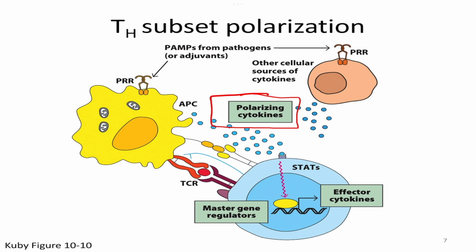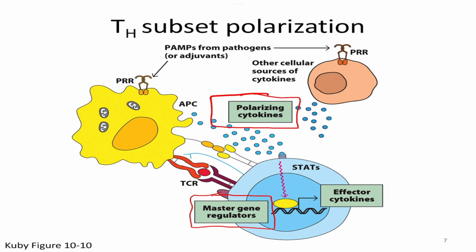When that polarizing cytokine signals to our naive T cell, it gives the cell certain types of signals and allows the cell to turn on certain types of responses. One of those responses is that a certain master gene regulator, that's just a fancy way of saying a special, unique transcription factor, gets turned on. Each helper T cell subset that we have has its own transcription factor that is characteristic of it. So once that cell receives polarizing cytokines, that turns on our transcription factor of interest.